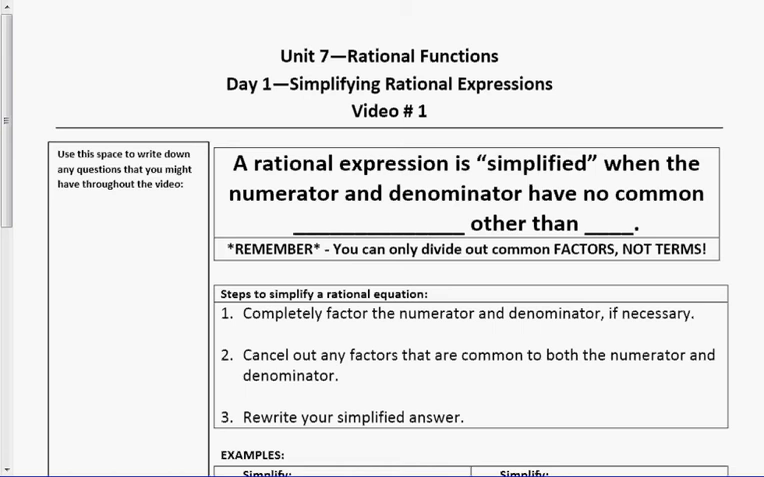Hello, welcome to Unit 7, Rational Functions. So this is going to be day 1. We're going to learn simplifying rational expressions, so this is video 1.